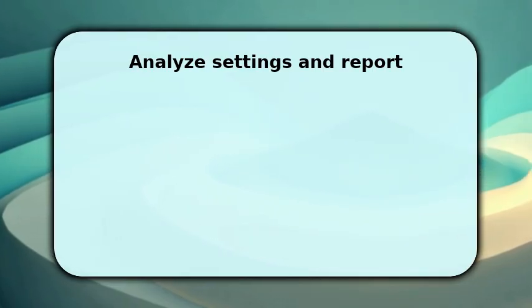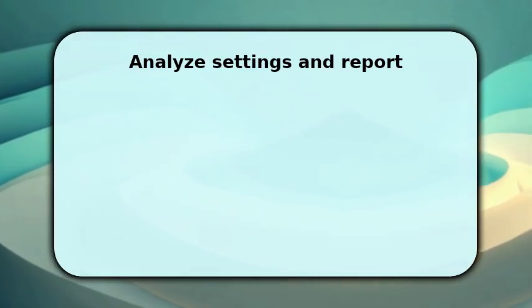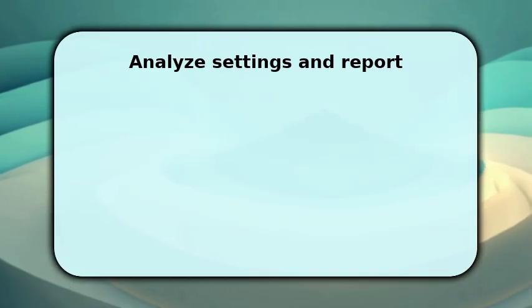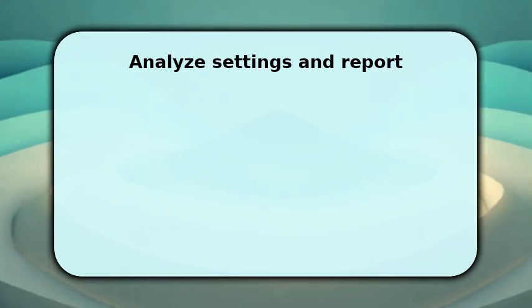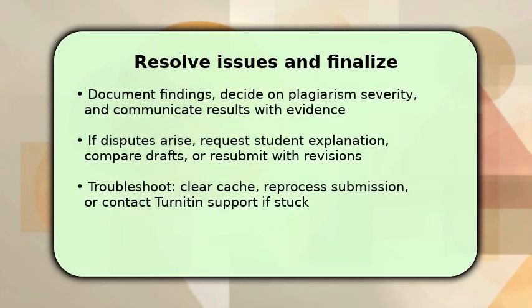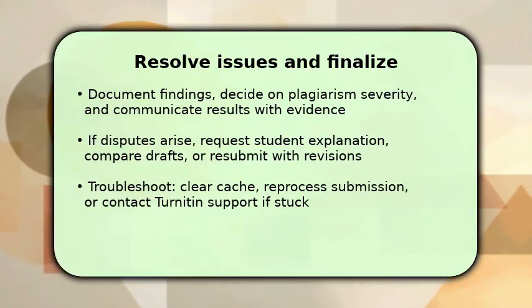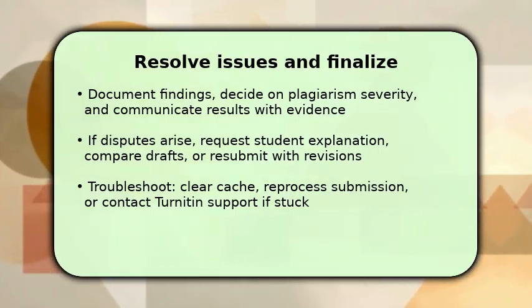the exact origin. Review the overall similarity percentage, but focus on the context of matches rather than the raw number. To finish, compile your findings and decide on the appropriate action based on patterns and severity. Communicate results to the student with clear examples and suggest next steps like revision or academic review.